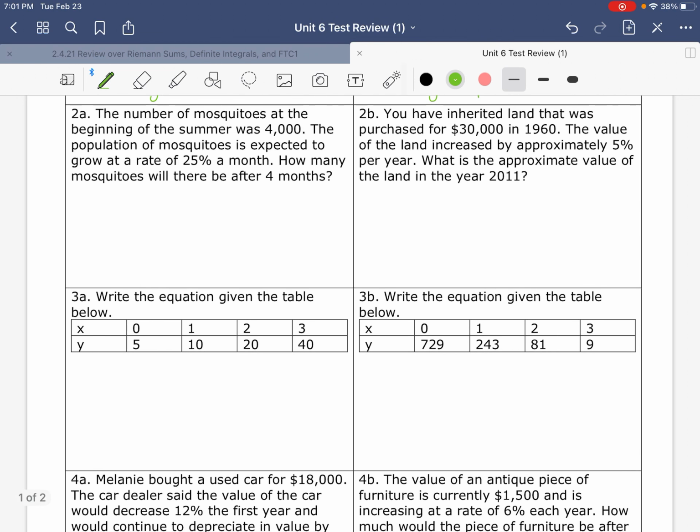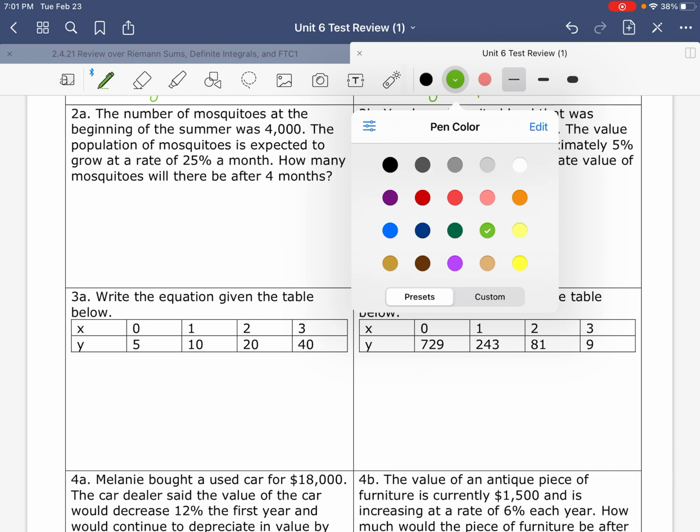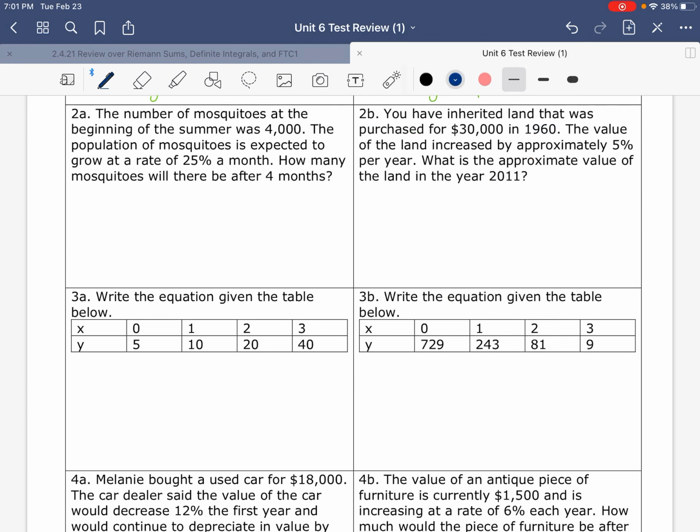Okay, for number 2, this is going to be an exponential growth or decay problem. So you've been working on these in class this week. The number of mosquitoes at the beginning of the summer was 4,000. The population is expected to grow at a rate of 25% a month. How many mosquitoes will there be after 4 months? So this word right here, grow, that tells us this is going to be a growth problem. So we just need to write our equation.